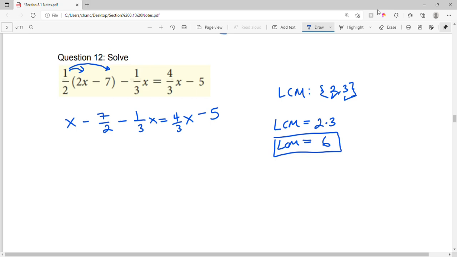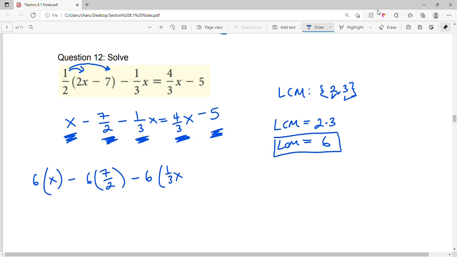So let's take that 6 and we'll multiply it to every single term, including those that are not fractions. Notice I have to multiply 6 times x, 6 times negative 7 over 2, 6 times negative 1/3, 6 times 4/3 x, and 6 times negative 5. We're going to multiply that 6 to every single term. Be careful and multiply it to every single term.